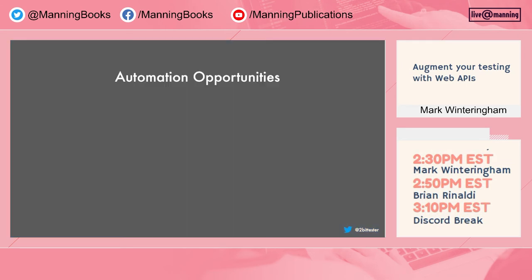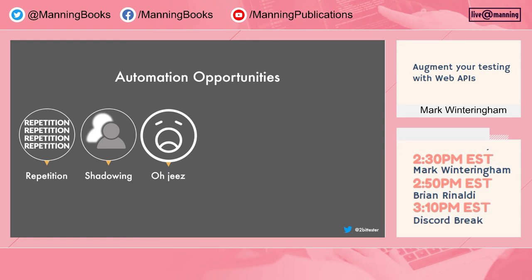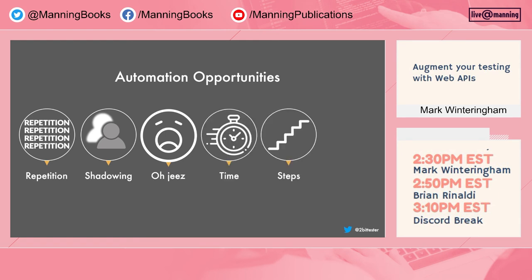So I run a training course with my colleague Richard Bradshaw called Automation in Testing. And we talk about the idea of automation opportunities, different actions, different behaviors that we can reflect on to identify what automation we want to do when. So there's six of them: repetition, shadowing, OGs, time, steps, and boredom.